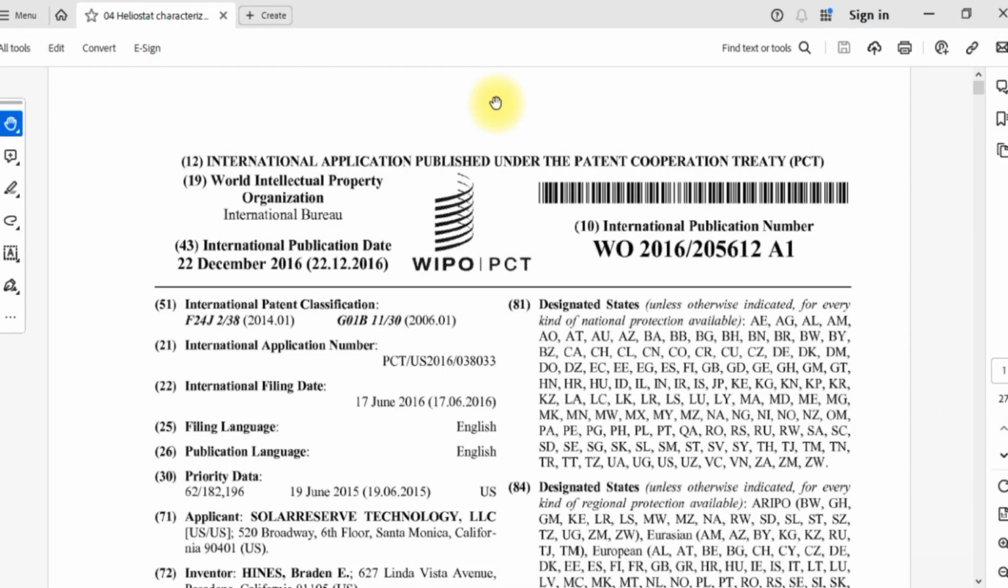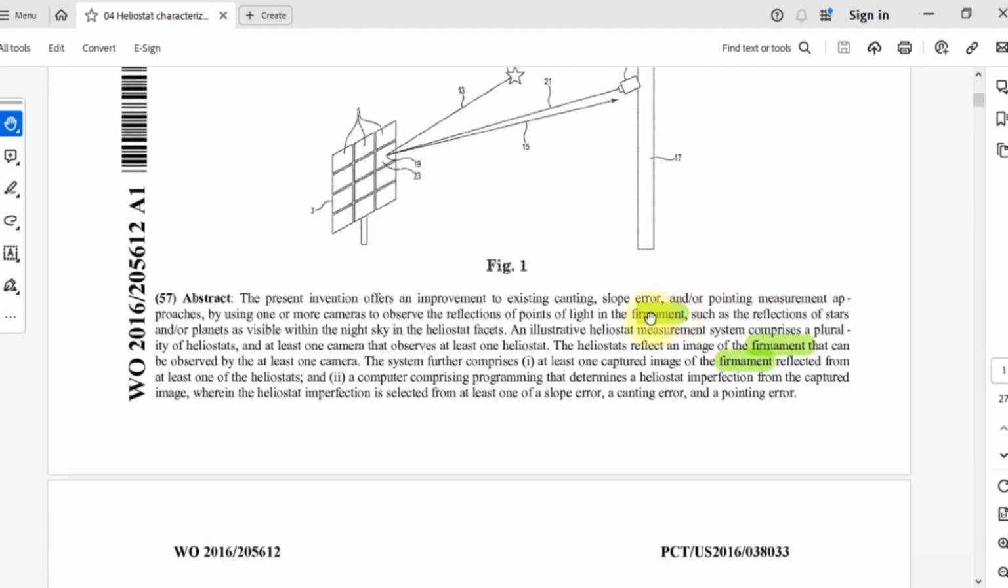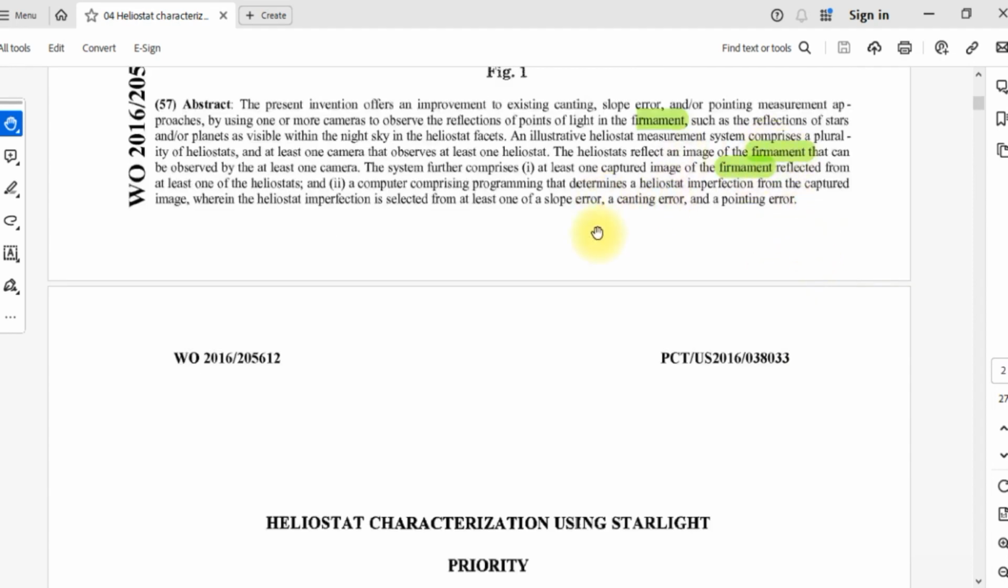Now we're going to take a look at this other document here. This is supposed to be a Google document. It talks about the heliostat, and you will find the word firmament dozens of times here, over 20 times. We're going to go over and read them.